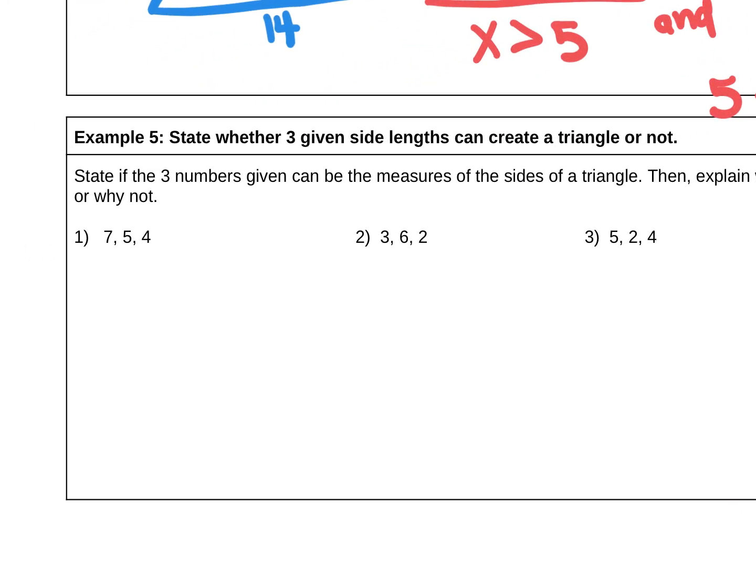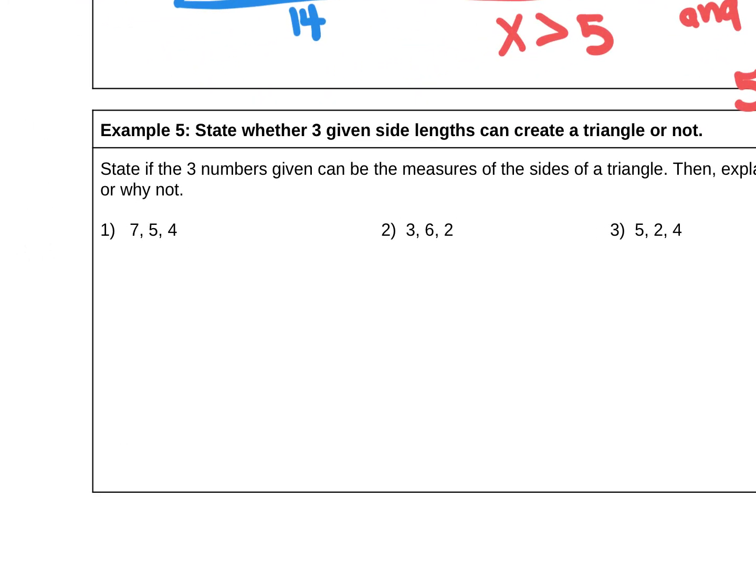And last, we just have to check and make sure we've got a triangle. We're going to see if these could make a triangle according to that theorem. So we're going to go 7 plus 5. Is that bigger than 4? Yep, 7 plus 5 definitely is bigger than 4. Then we're going to go 7 plus 4 and see if that's bigger than 5, and that one is. And then finally, we're going to go 5 plus 4 and see if that gets something bigger than 7, and that also works.